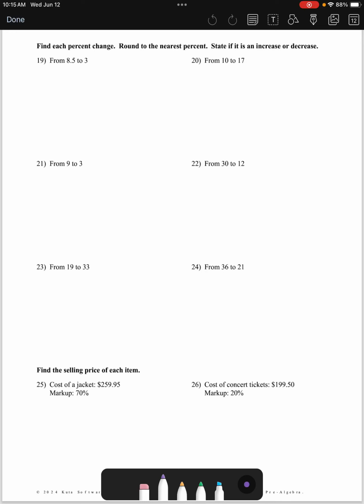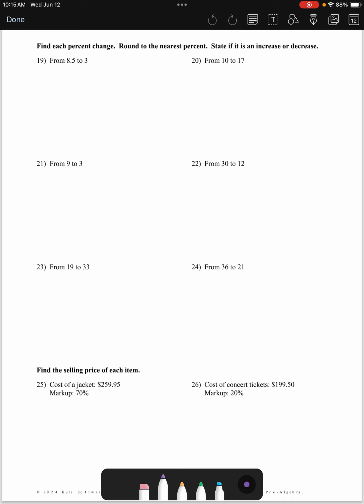It's time for our first variation on our proportion. Find each percent change. Round to the nearest percent and state if it is an increase or a decrease. Now this is still going to be a proportion setup, but there's a slight difference.